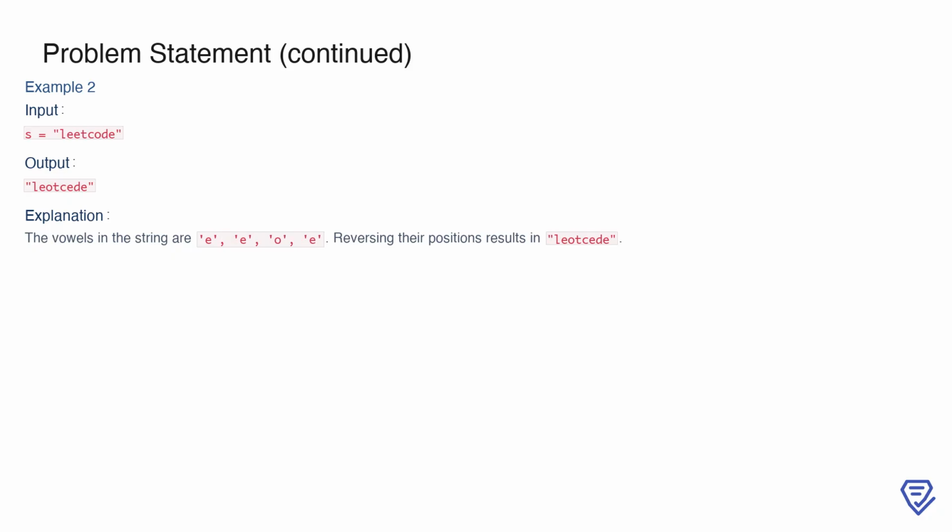Now, consider another example where the input string is S equals LeetCode. The vowels in this string are E, E, O, and E. If we reverse their positions, we get E, O, E, and E. The original order of the consonants and non-vowel characters, such as L, T, C, and D, remains unchanged. Therefore, the output string becomes leotcede. This example illustrates how the algorithm handles strings with multiple vowels, ensuring that all vowels are reversed correctly.